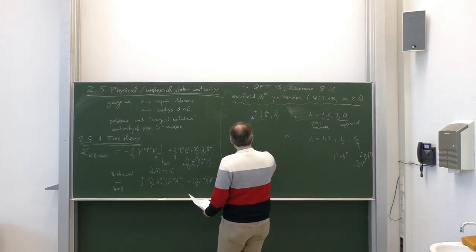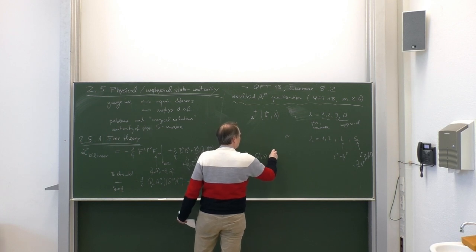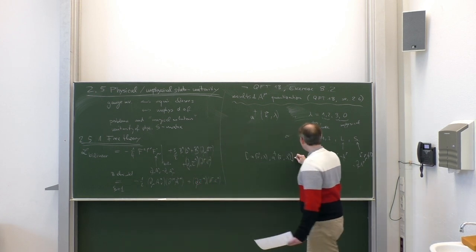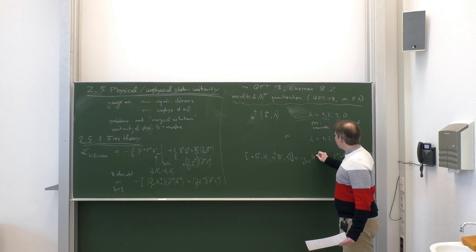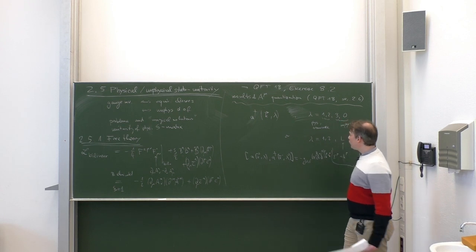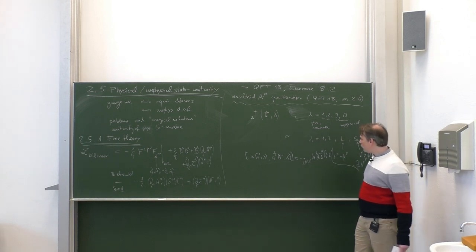OK, and then in the lambda equal 1, 2, 3 basis, we have commutation relations of A of k and lambda with A dagger of k prime and lambda prime given by the following: minus g lambda lambda prime times the usual normalization factor 2 pi cubed times 2k0 times a three-dimensional delta function of k minus k prime. And the point is here the prefactor of the commutation relation.